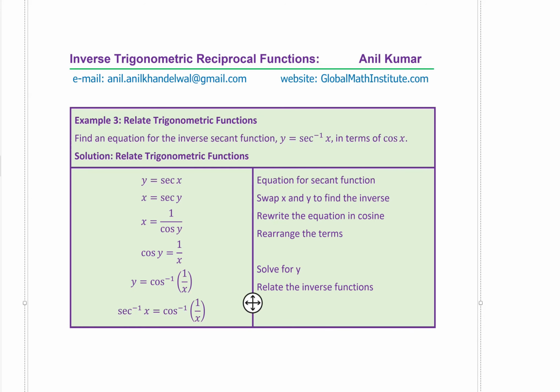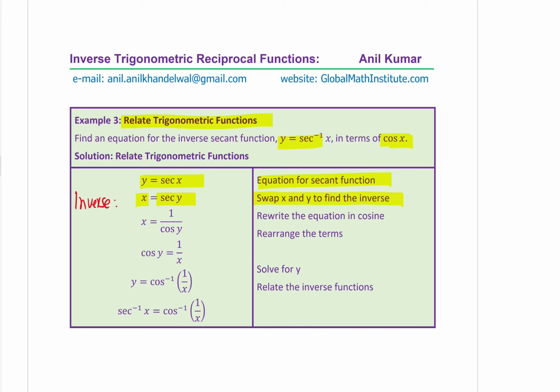The last example here is to relate a trigonometric function. Question is, find an equation for the inverse secant function y equals secant inverse x in terms of cos x. So we'll write the secant inverse x in terms of cos x. Let's begin with y equals secant x. Now, to find the inverse, what do we do? We swap x and y. So when you swap x and y, you get x equals secant y, right? So we are trying to find the inverse.